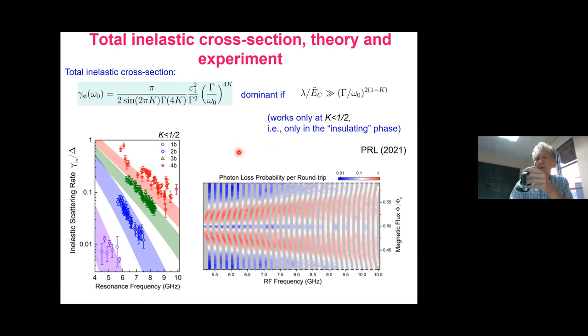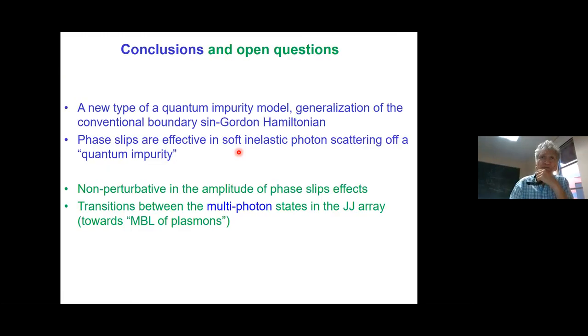So that's all the story I wanted to tell. To conclude, there is a new type of quantum impurity model, which is a generalization of the Sine-Gordon Hamiltonian.